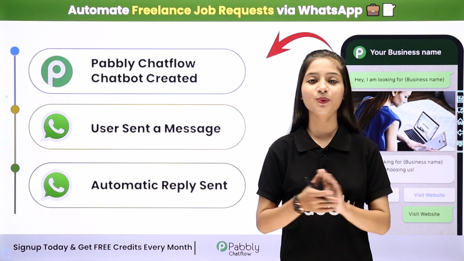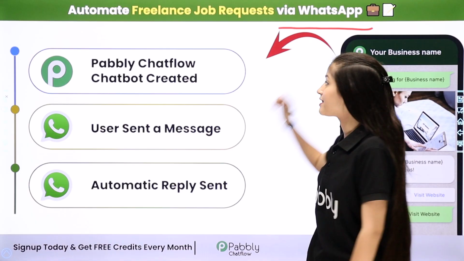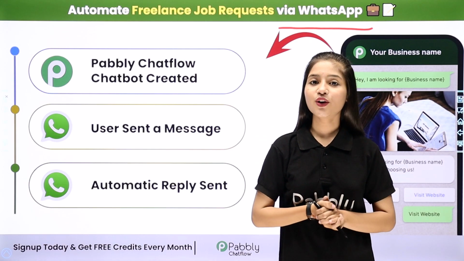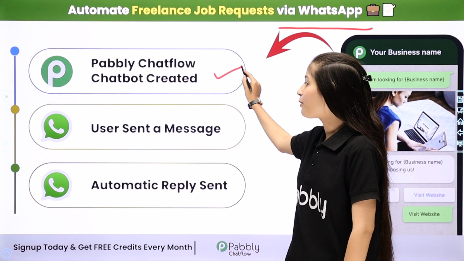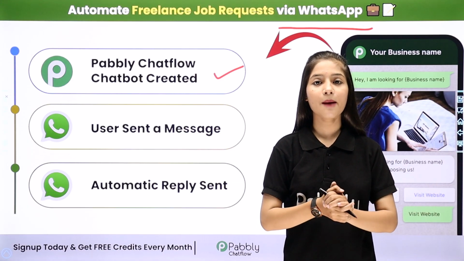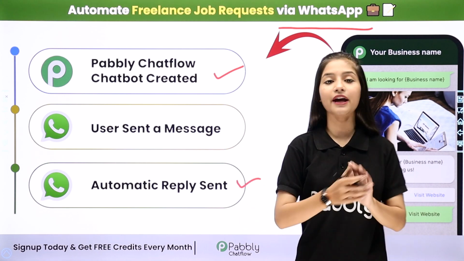In this video, we are going to learn how to automate freelance job requests via WhatsApp, and that will be done in just 3 steps, where at first we are going to create a WhatsApp chatbot, and we will create it with the help of Pabbly Chatflow, so that whenever your user sends a message to your WhatsApp business account regarding the job request, then automatically your bot will reply to them.